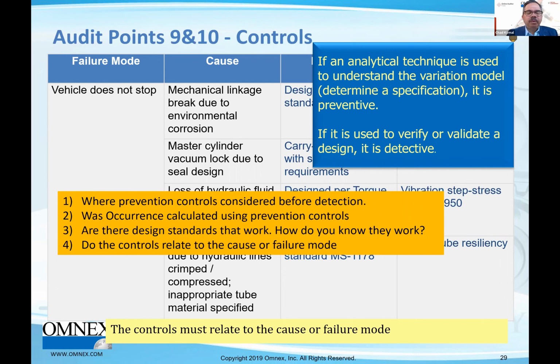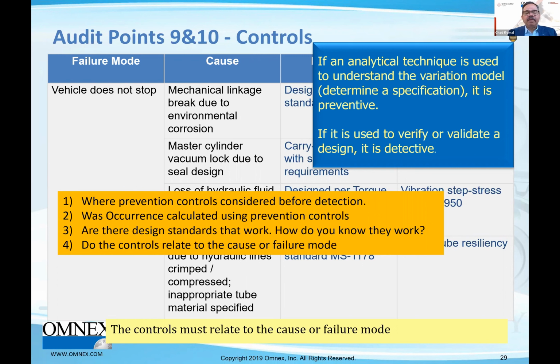How does a company know it worked? Right? Do they have data that it worked in the previous design? Why have you put it in as a preventive mechanism if you don't know and don't have that data? Sample some of them. Do the controls relate to the cause? So controls can be either at the cause, remember the cause that could be at the lower level, or at the failure mode, which is at the focus level.